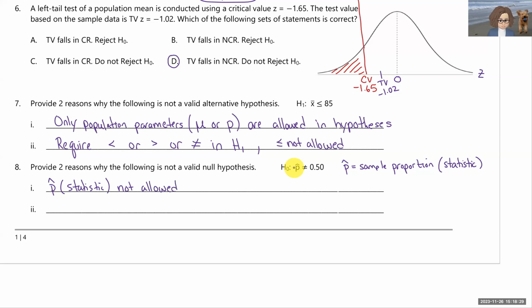And I'm just having us think about these. You're not going to have to write this explanation out. I just need you to make sure that you know that that would not be valid. So p hat is not allowed.